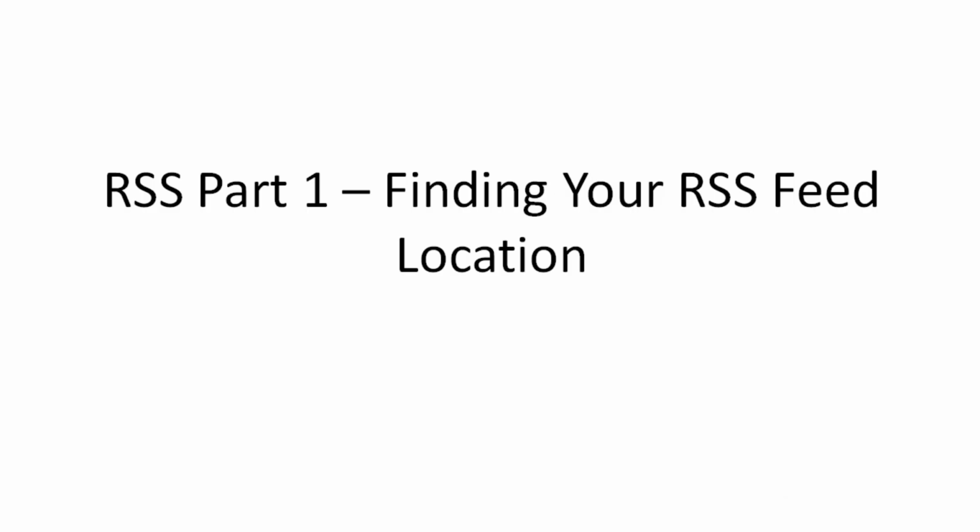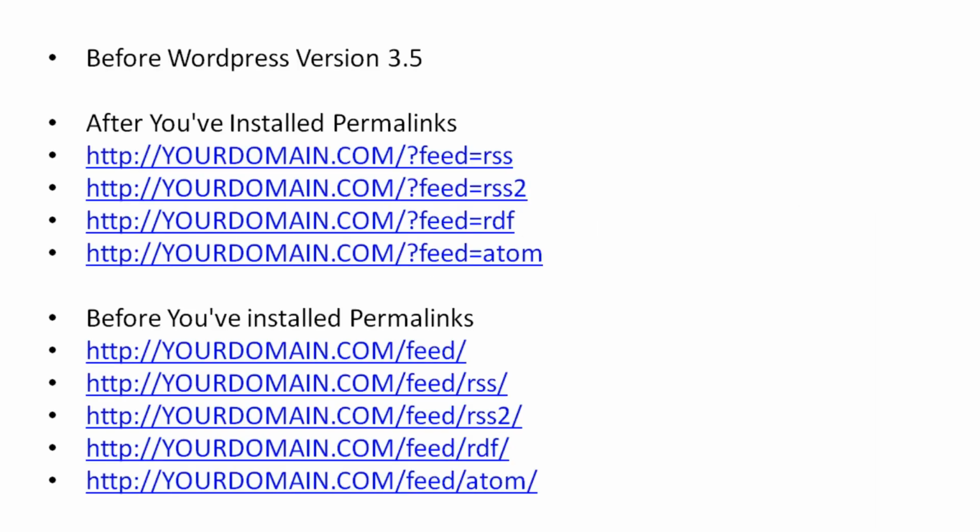Hello and welcome to RSS feeds part number 1. In this specific video, I'm going to show you how to find your RSS feed location in your WordPress site. Now, you're going to see a list of URLs here, and let me explain what they mean. If you've installed any other version before version 3.5, then you'll need to basically follow these guidelines. And I'm going to go back to this in just a minute.